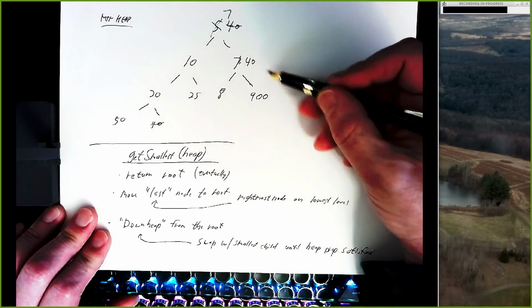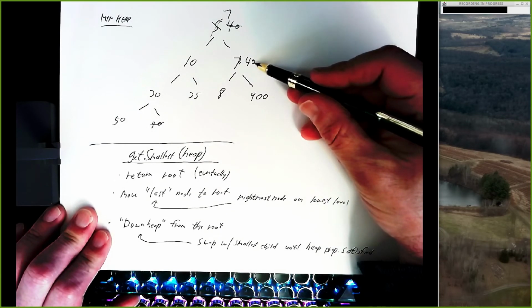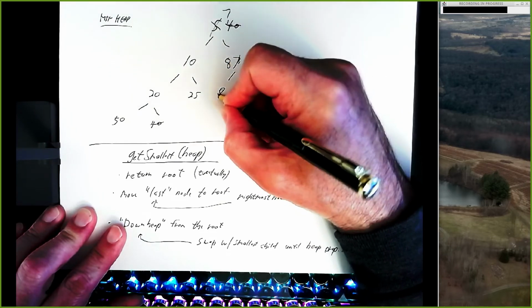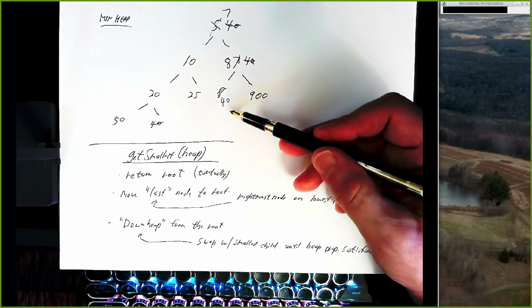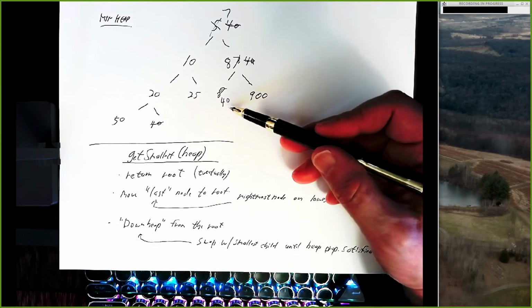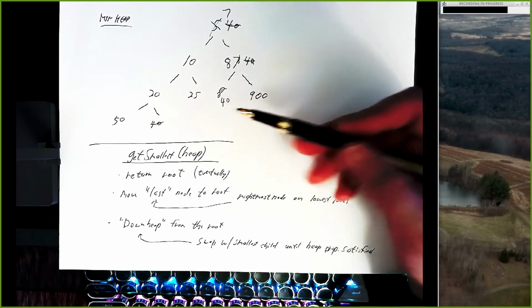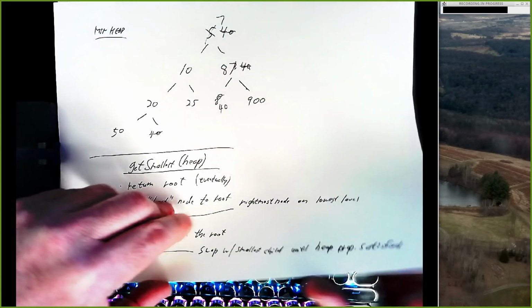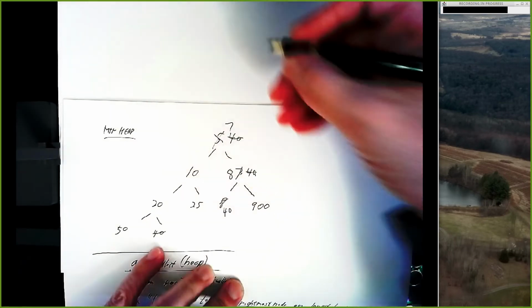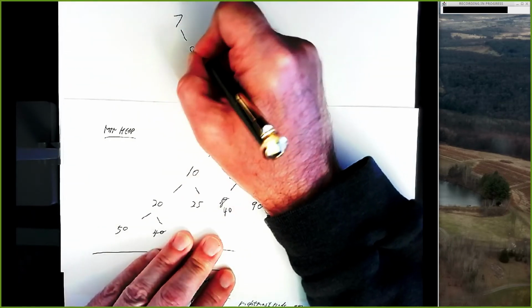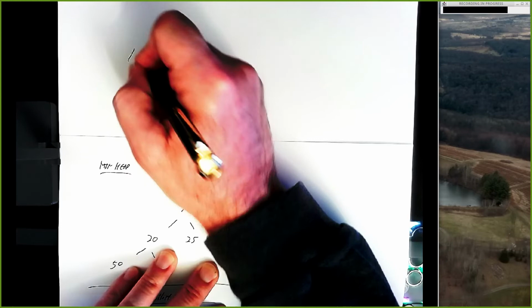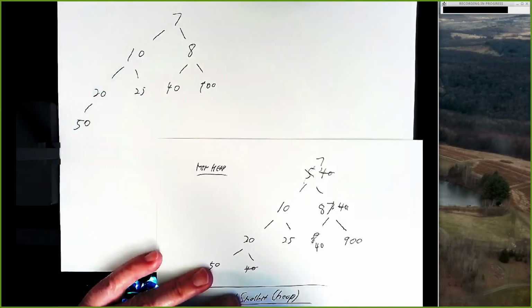And now we're going to say, does this satisfy the min heap property? Is 40 smaller than both children? No, it's not. So we'll swap with the smallest child, 8. 40 comes down here. Does that satisfy the min heap property? Yes, it does, because it has no children. And so we're done. So our new heap looks like this. Let me draw it on a new sheet of paper. It's a 7, an 8, a 40, our big 900, a 10, 20, 25, and a 50 over here. And there we go, we still have a min heap.